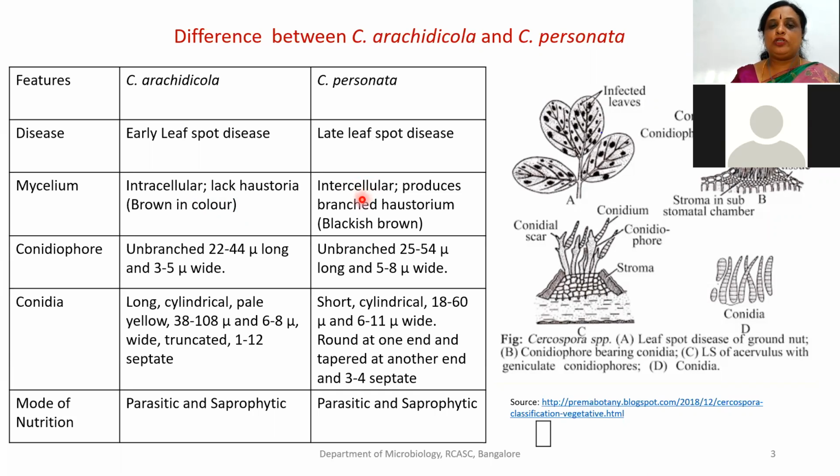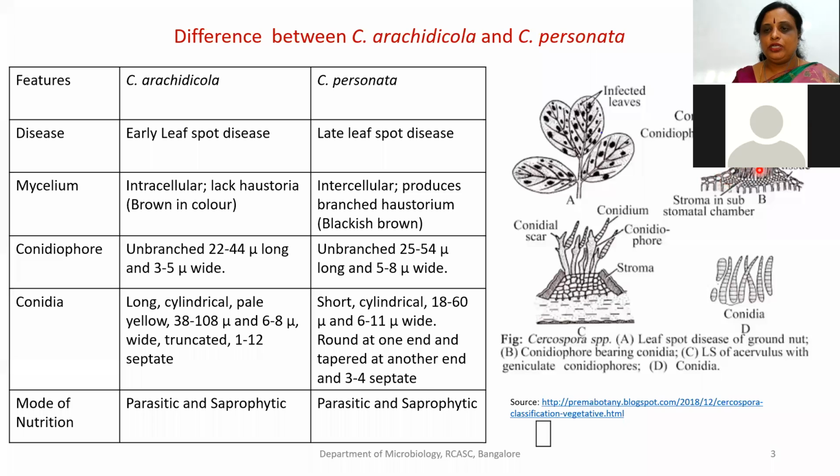Whereas Cercospora personata is intercellular. That is, it is found in between the cells. Because it is found between the cells, they require certain haustorium for the process of absorption. So this is the difference between the mycelium of arachidicola and personata. And if you see the color inside the host, it is brownish in color, whereas it is blackish brown in color. Then coming to the conidiophore, what are these conidiophores?